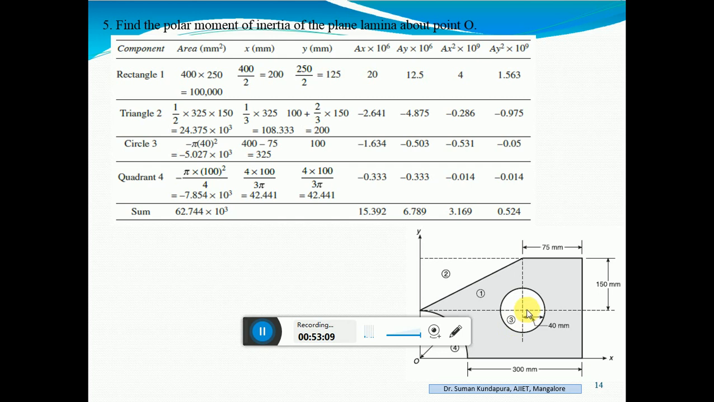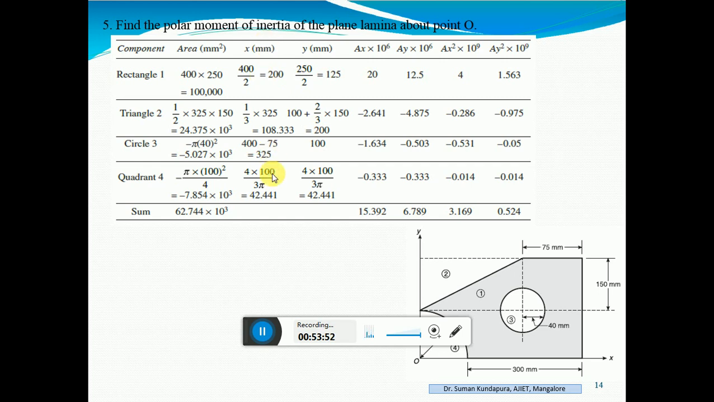Then coming to the circle, this quadrant radius is 100. Along the same line lies the CG, the center of the circle. So this distance is 100. From the OX axis, it is at a distance of 100. Directly you can write 100. What about the quadrant? This distance is 4r by 3 pi. Correct? From here till here also it is 4r by 3 pi, and from here to here also it is 4r by 3 pi for the quadrant.